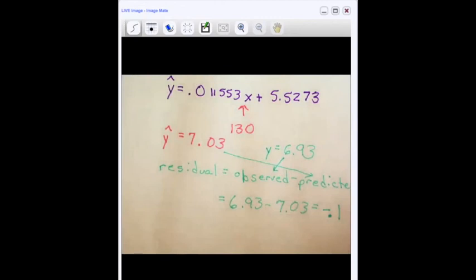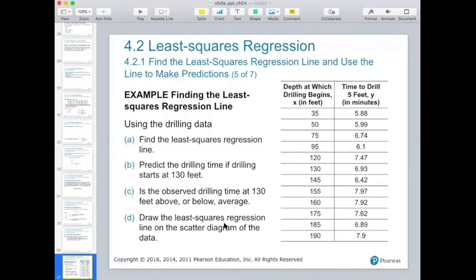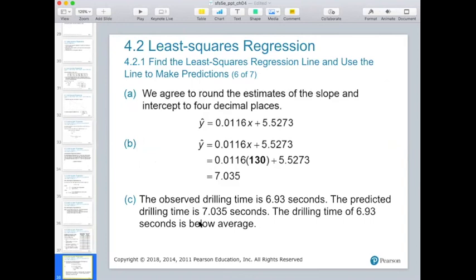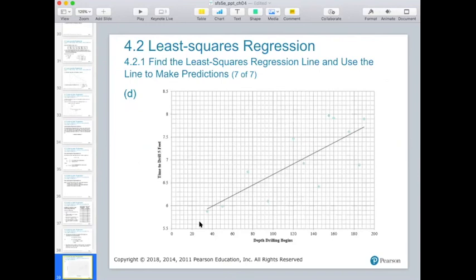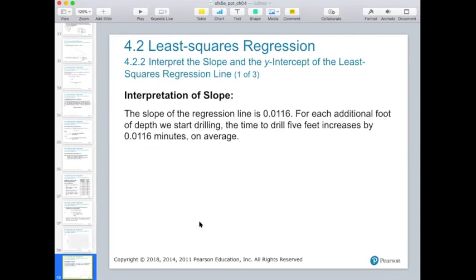And the next thing, if we go back, asked us to draw the least squares regression line on the scatter plot of the data, and we had already done that. We had our calculator graph both of those together, and that way we can see all of that at one time. The answers are on here, so I talked through them, but they're there. We can look back at that.